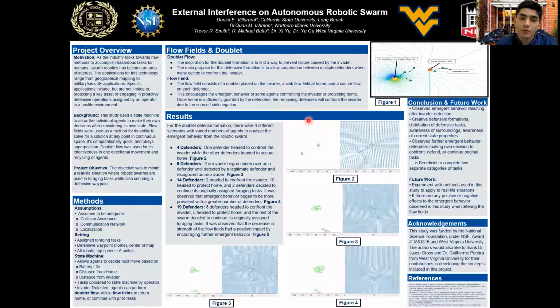External Interference on Autonomous Robotic Swarm with Jaquan Ishmon, Trevor Smith, Michael Butts, Dr. Yu, and Dr. Gu. The motivation behind the study is to look at defense applications for swarm robotics. This study used a state machine, which I'll explain in a minute, to allow the individual agents to make their own decisions depending on the aspects of that state.